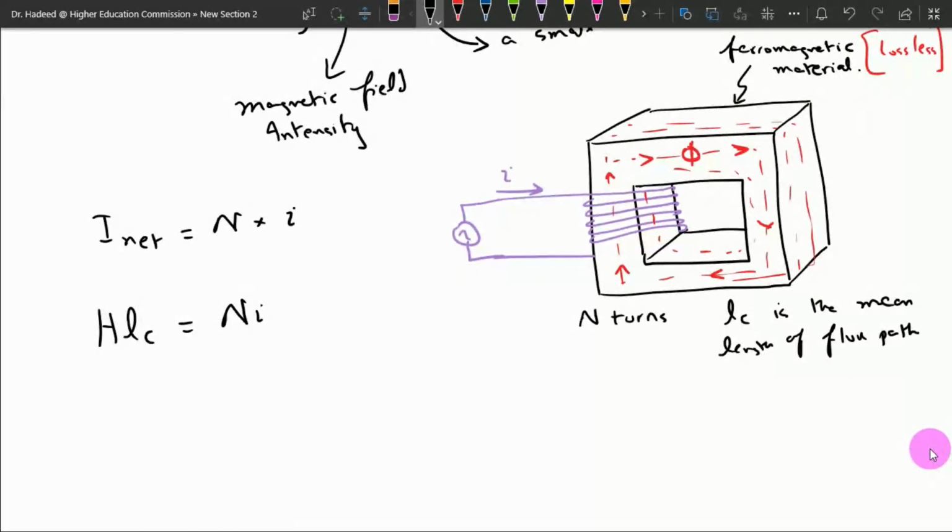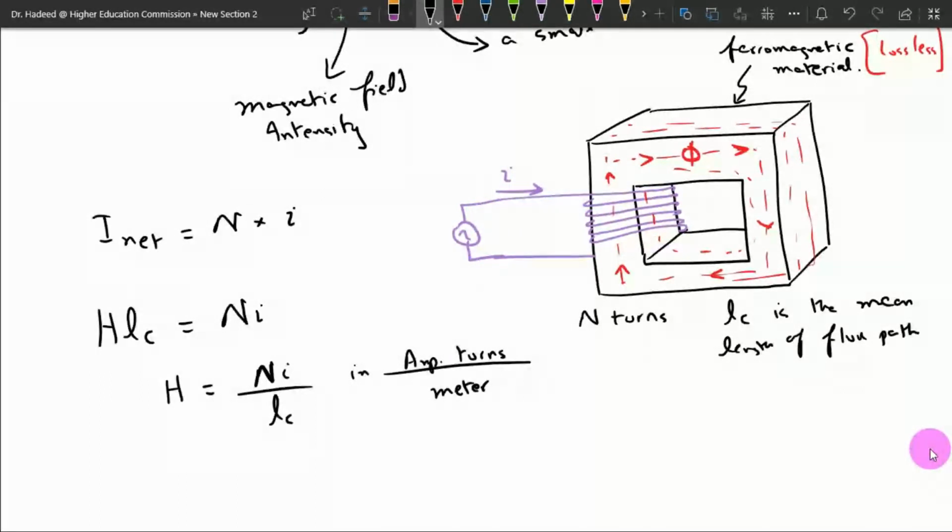Based on this, I can say that H is equal to N i over LC, right? And this unit is in ampere turns per meter. This means that the magnetic field intensity is proportional to the number of turns of the winding as well as the current which is flowing in these coils.